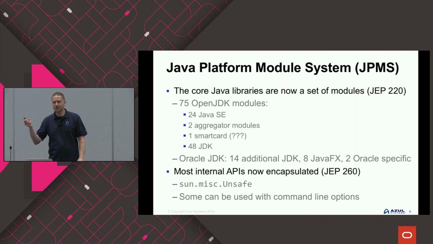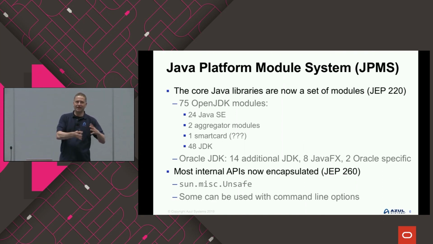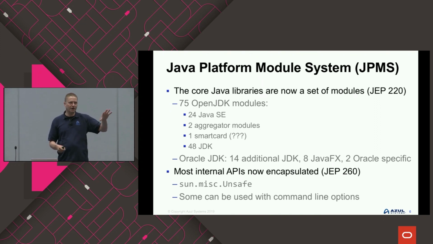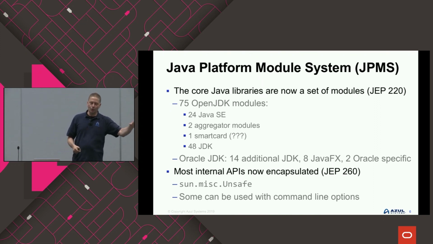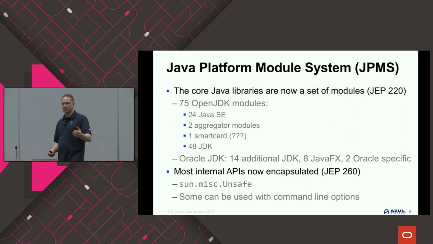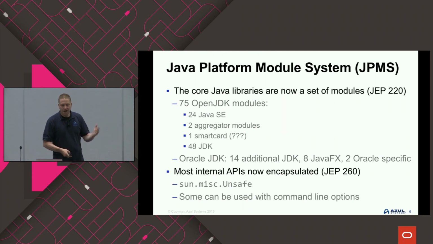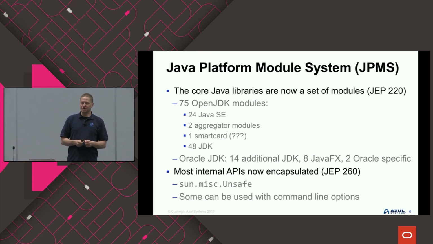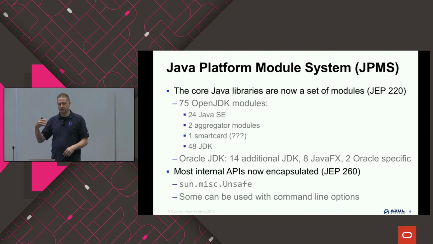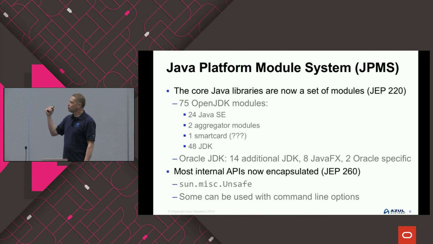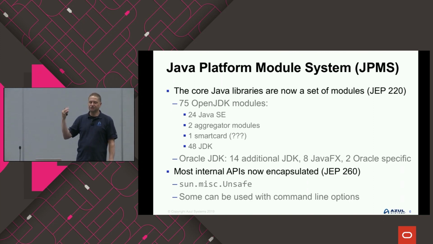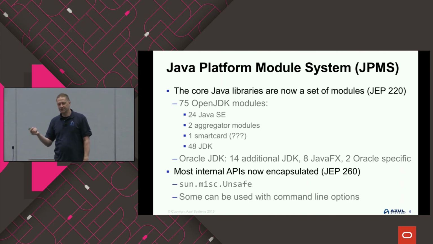And then there's this smart card module that just got left in there from the good old days when Sun, at the time, were adding more and more APIs to the rt.jar, and they decided to put the smart card APIs into Java SE, which was probably not the best decision. And then there's 48 that are JDK specific that cover all sorts of different things like Nashorn and the tooling and so on. Oracle JDK has more than that, so you've got another 14 JDK ones. There's 8 for JavaFX, and there's 2 that are Oracle specific.